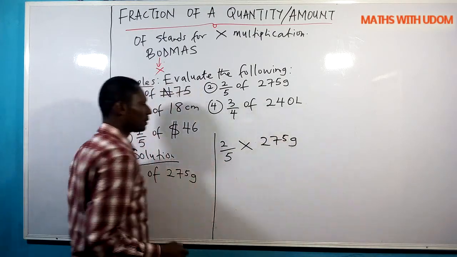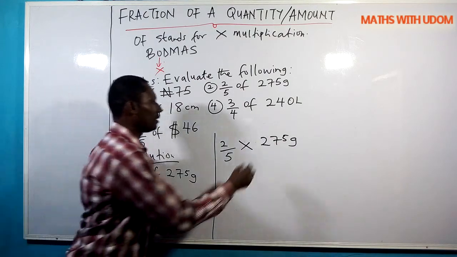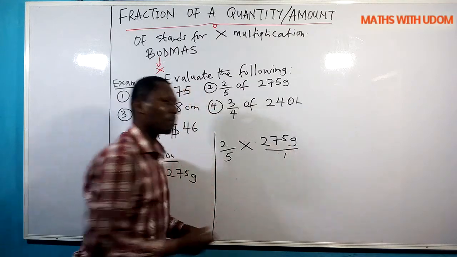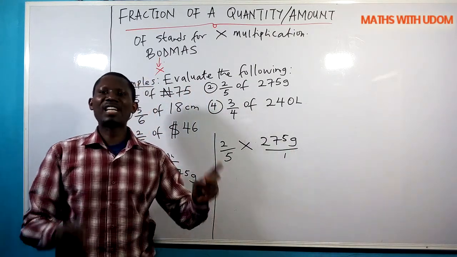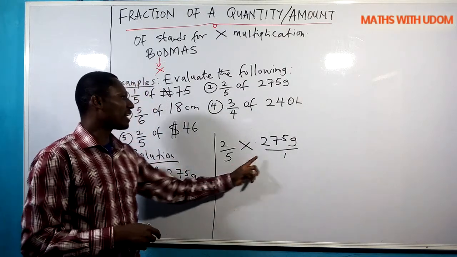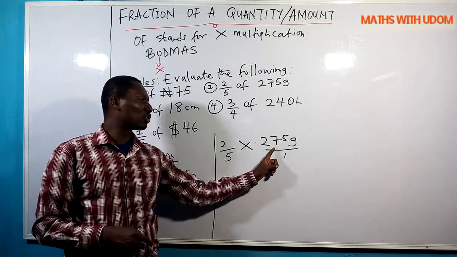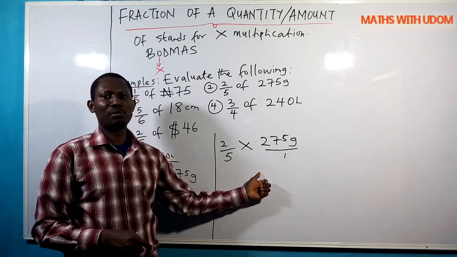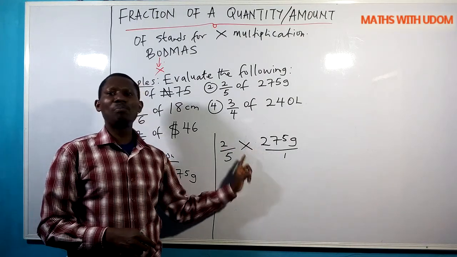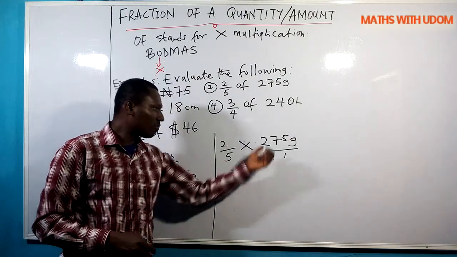And that gives us 2 divided by 5 multiplied by what? 275 gram. Okay? So I want to quickly tell you something. Remember, this 275 gram has a denominator which is equal to 1. Every whole number has 1 as its denominator. So instead of making the numerator larger, since the denominator can go through the numerator directly, you can cut it from here because you have a multiplication sign. Don't make the number too big or large to divide through.